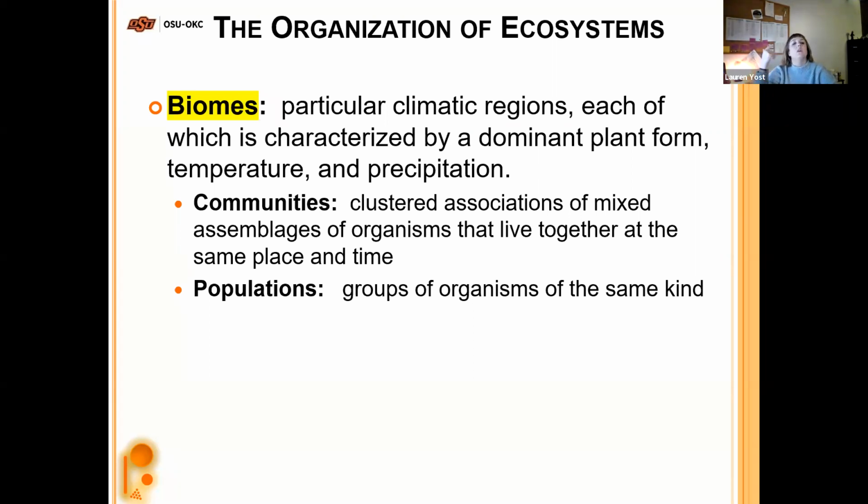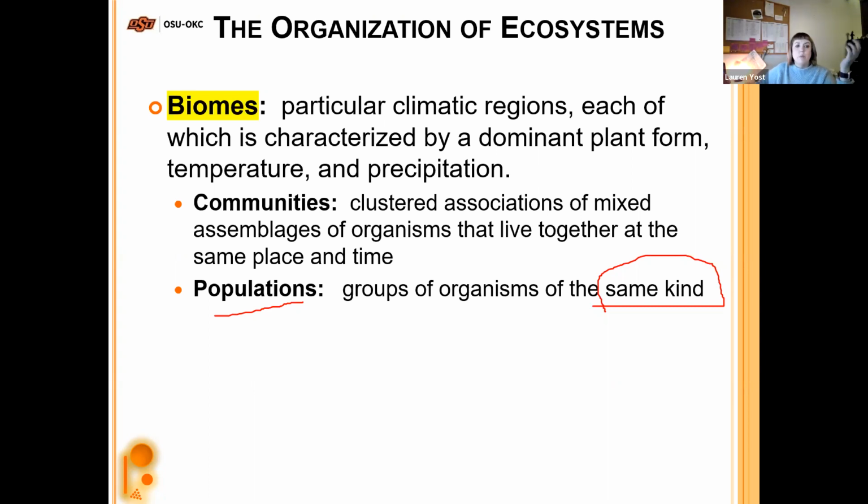Those are the biomes. We have communities. In these areas, we have communities and populations. A community is an association of mixed assemblages of organisms that live together in the same place at the same time. So we're talking about everything that lives in that locale, not just one species, right? Not just one kind of organism. Whereas a population is a group of organisms of the same kind. Okay, so we have a group of the turtles that are all the same, or the human beings. That would be a good example, right? Because we know we're all the same species, and stuff like that.